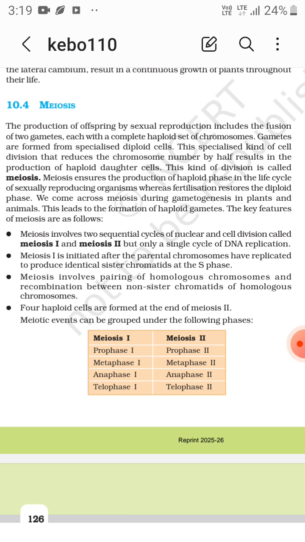This specialized kind of cell division that reduces the chromosome number by half results in the production of haploid daughter cells. This kind of division is called meiosis, and meiosis ensures the production of the haploid phase in the life cycle of sexually reproducing organisms, whereas fertilization restores the diploid phase. So meiosis makes the haploid phase, and fertilization makes the diploid phase. There is gametogenesis in plants and animals, that is, formation of gametes. This is meiosis, and it leads to the formation of haploid gametes.